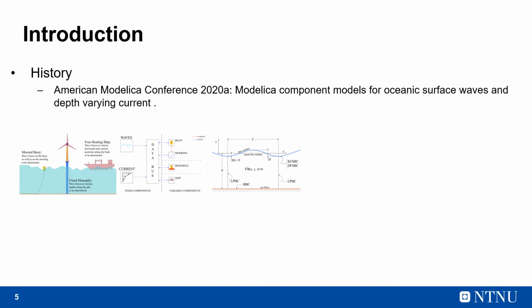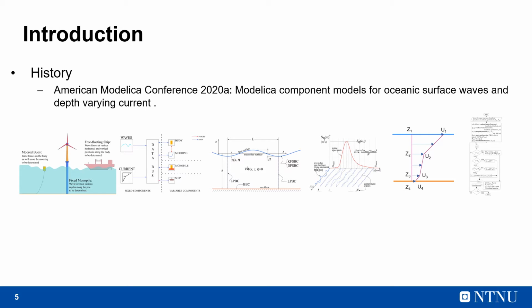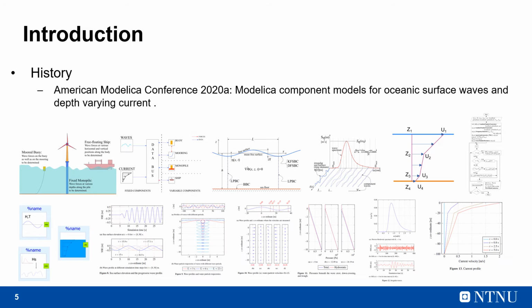We then looked at the theory behind the regular waves. We looked at the theory behind irregular waves. We looked at the theory behind depth varying current. We looked at the algorithms that help us in defining models for regular wave, irregular wave, and depth varying current. We also discussed the results of the simulation and showed that they are in agreement with theoretical values.